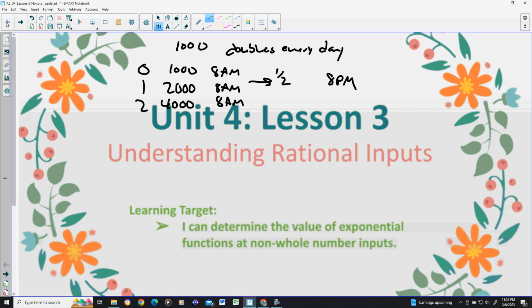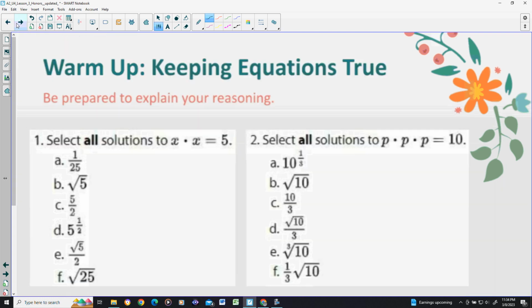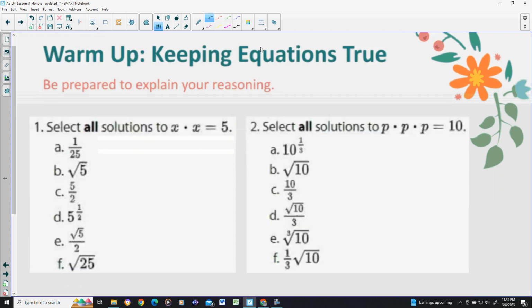All right, let's get right down to it. Okay, so let's do a bit of a warm up here. Select all solutions to the equation x times x equals 5. Okay, well, x times x, so x squared. If I were to rewrite this, I would say x squared equals 5, right? Well, what number multiplied by itself gives you 5? Well, looks like that's going to be x equals plus or minus the root of 5.